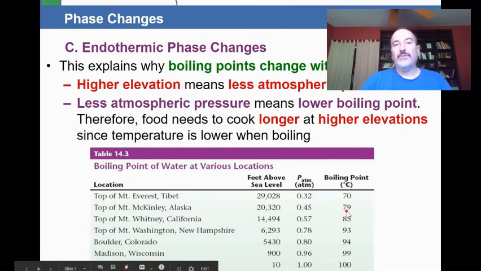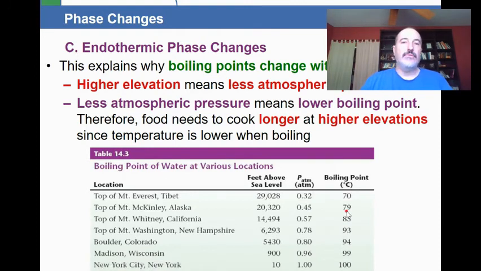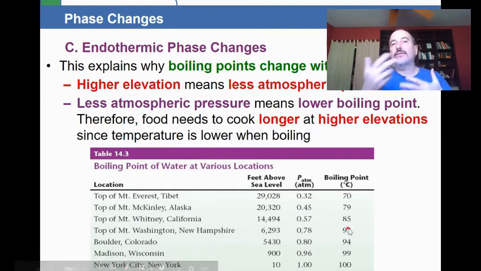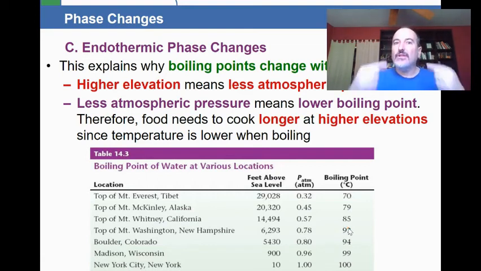I ran into this problem when I went hiking through the Sierras, like Mount Whitney and so forth. I wanted to boil water to cook some rice. I forget what it was, but to cook some food. And it took a lot longer to cook the food because it was boiling at a lower temperature.